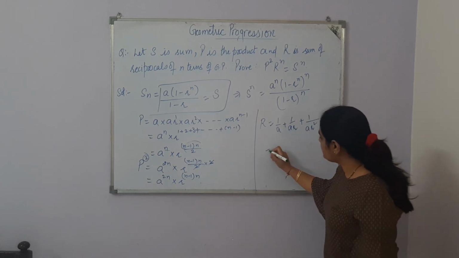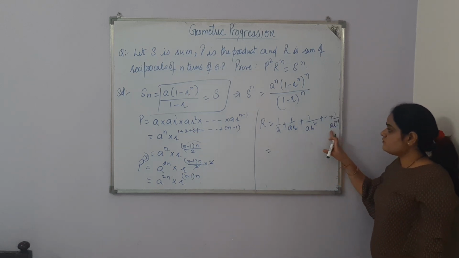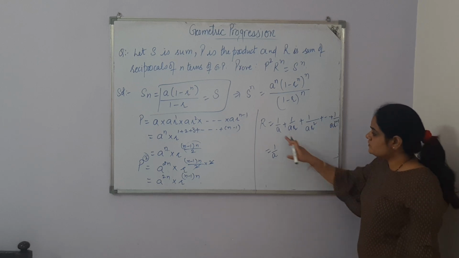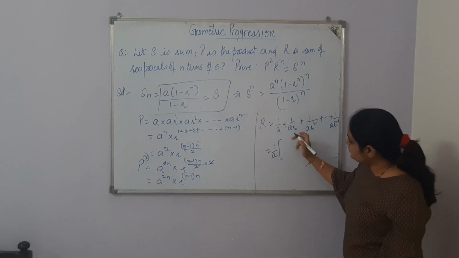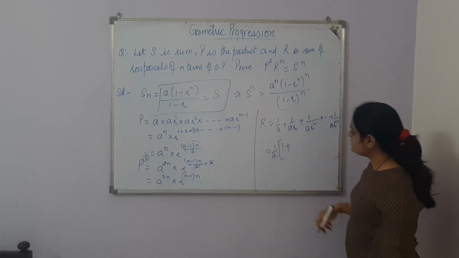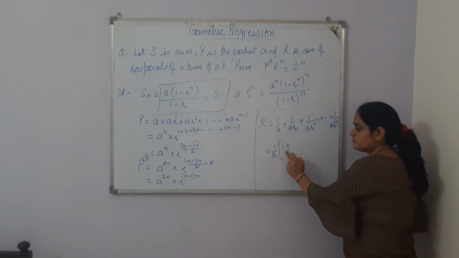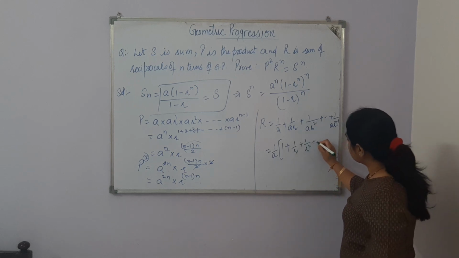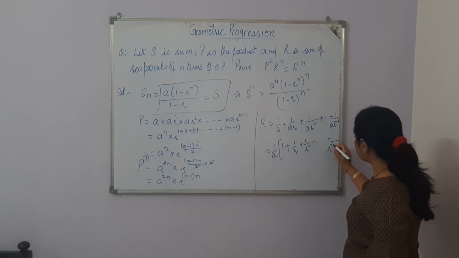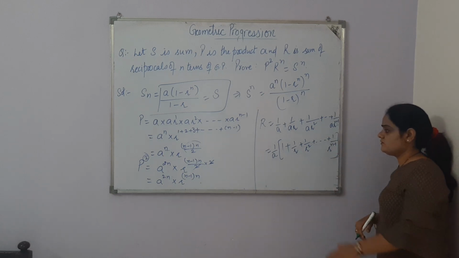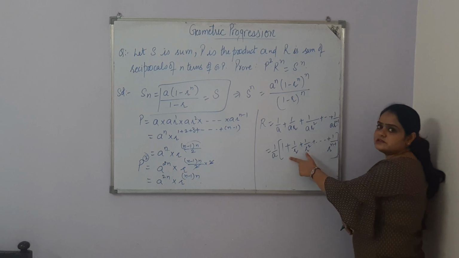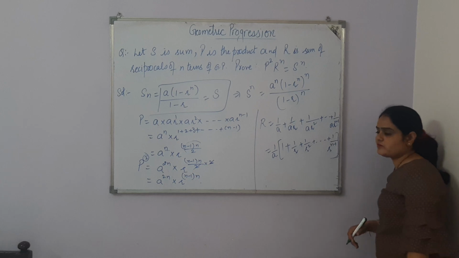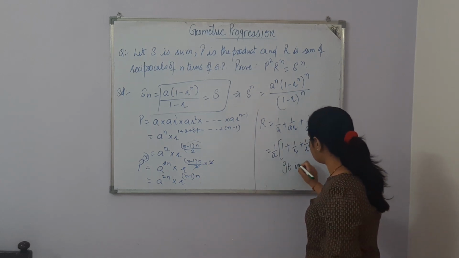Now, can you find that 1 by a is common in all terms? So can I take 1 by a as common? So inside the bracket, what is left behind? 1 by a is already outside, so it is 1, 1 by r, 1 by r square, and so on up to 1 by r raised to power n minus 1. But you are finding that this bracket is nothing but your GP. Here the common ratio is 1 by r. It is a GP.